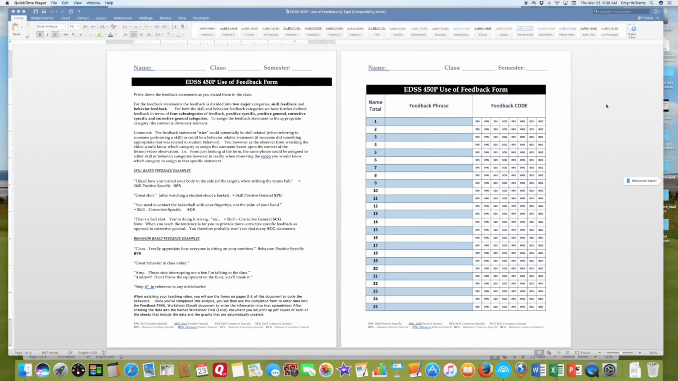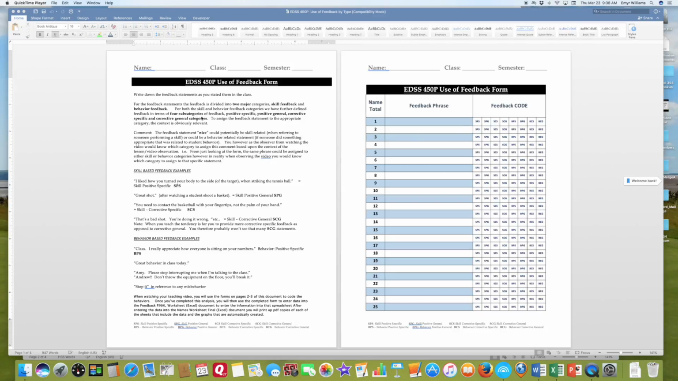The use of feedback form. This form is used to tabulate your use of feedback in your lessons. When we look at feedback, we're looking at them in two major categories. So skill feedback and behavior feedback.